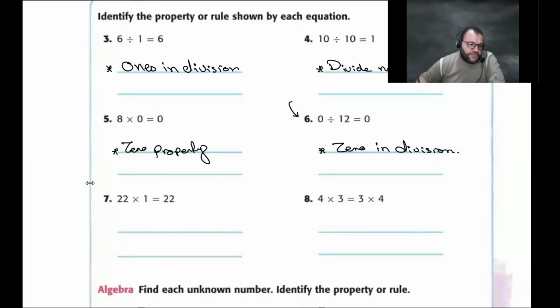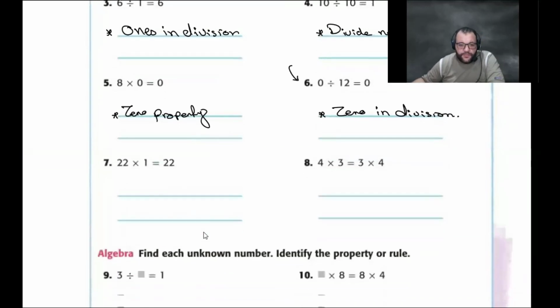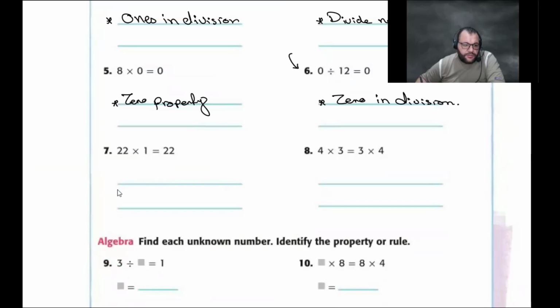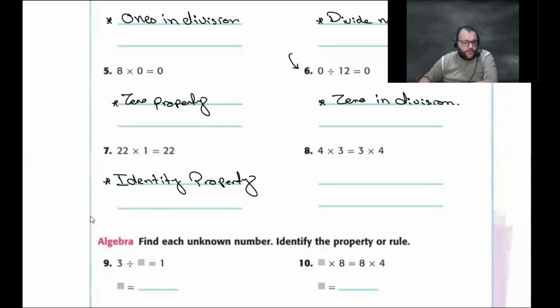Okay. Majd, question number 7. Identity of multiplication. The identity property. Thanks. Okay. We need Muhammad Yahya, question number 8. Commutative property.